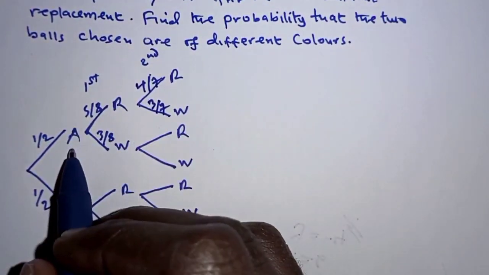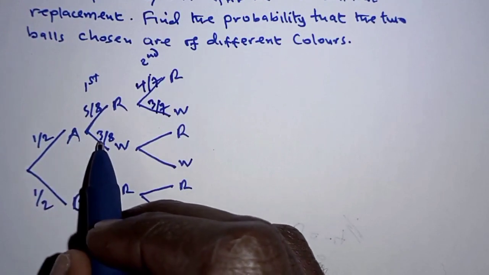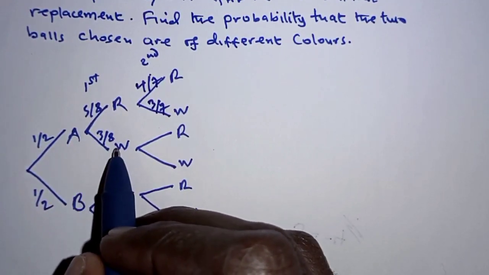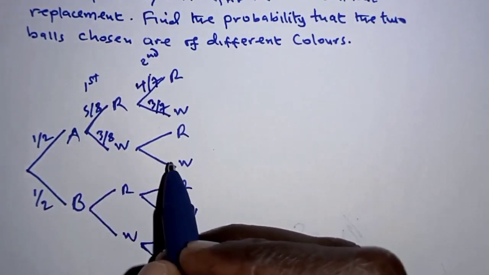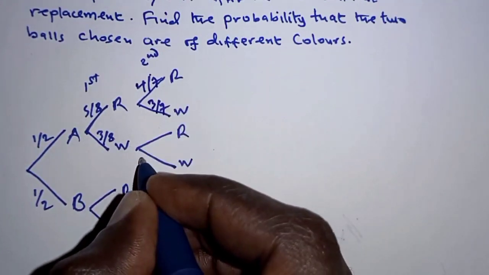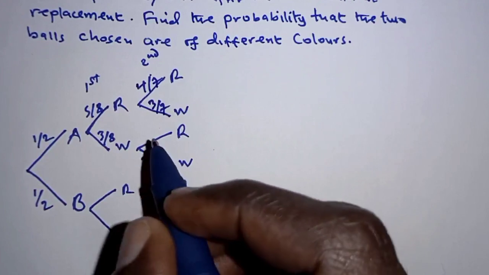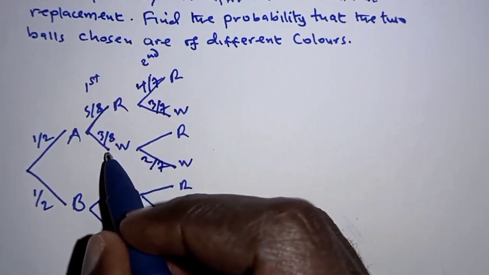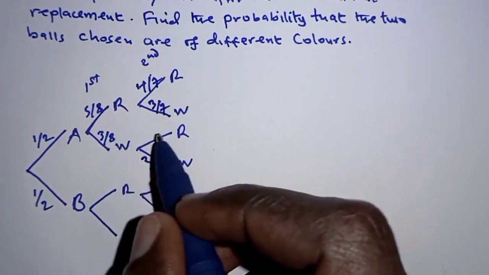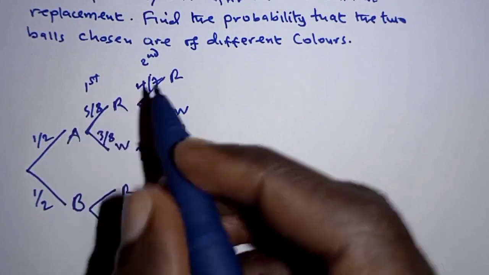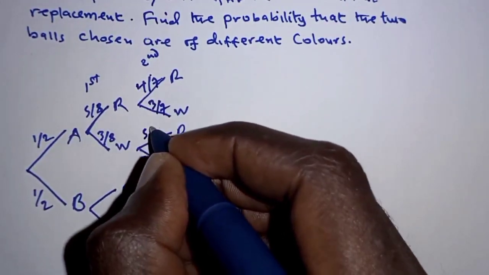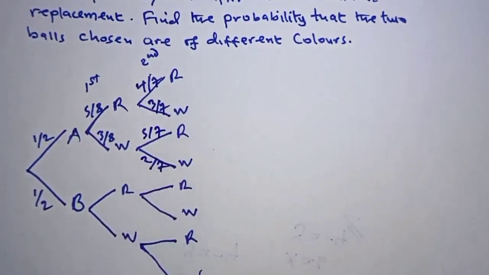Now if from bag A in the first picking we had picked a white one, then the number of whites in the second picking should be 2. So it's 2 out of a total of 7. And then because we picked a white, a red was not touched, so reds are still 5. So we have 5 over 7.